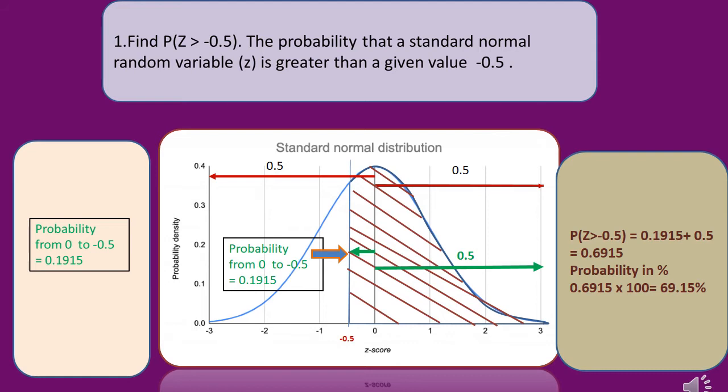Now you all know the right side half is the 0.5 probability. Then we found the 0 to minus 0.5 probability. We need to add those together to find the greater than minus 0.5. Therefore, after adding those two together, we get 0.6915 as the total probability higher than or greater than minus 0.5. If you need to find it as a percentage, you need to multiply it by 100. Then it is 69.15%.